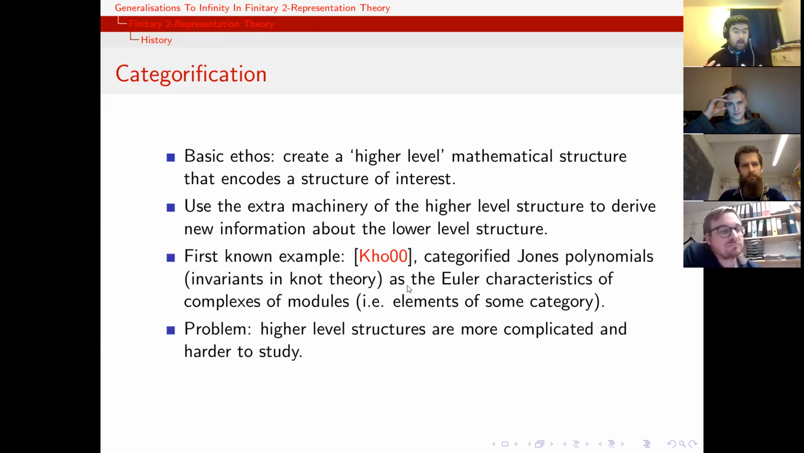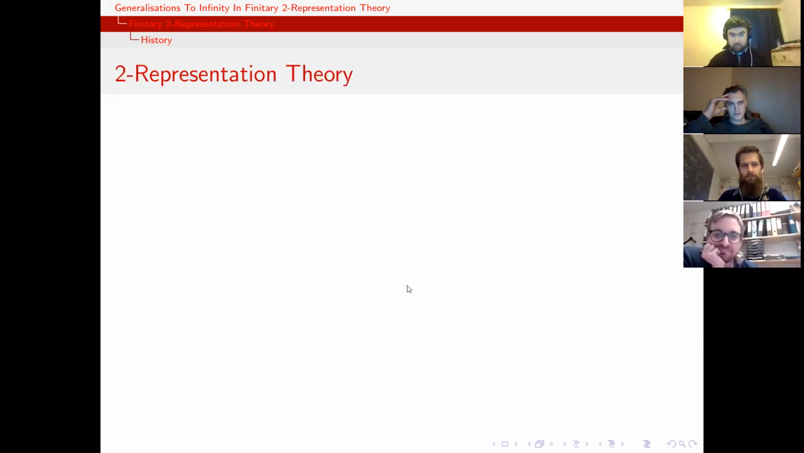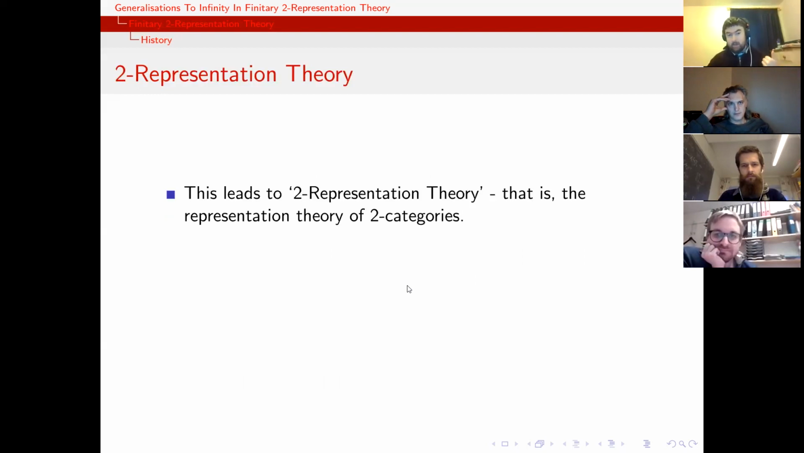The problem, if you want to take this approach, is that a higher level structure is generally much more complex and potentially harder to study and work with than your lower level structure. And how do we solve this? Well, we have a complicated structure. Let's use representation theory to look at it in terms of simpler structures again. So this leads to this concept of two-representation theory.